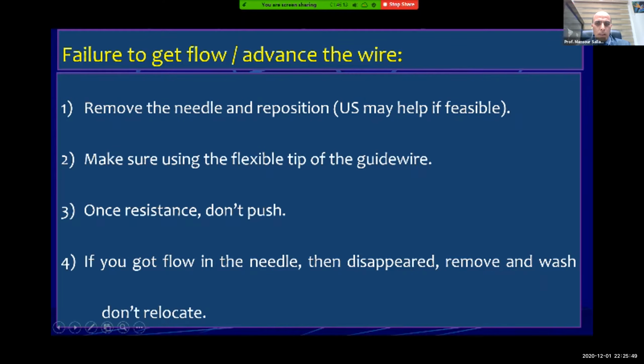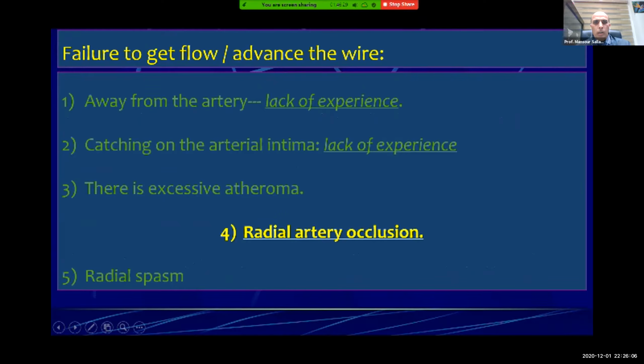It is different from the femoral artery, which is approximately 9-10 millimeters. We are working in a very, very narrow room. The needle also is very small. Any small piece of fat, I think, will close it. Okay, so why sometimes we don't get flow or cannot advance the wire? Because of radial artery occlusion.